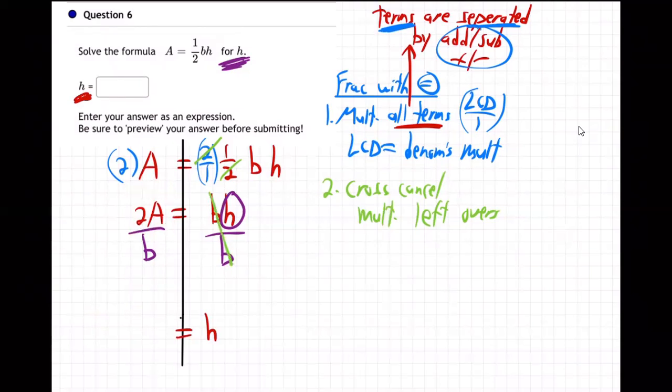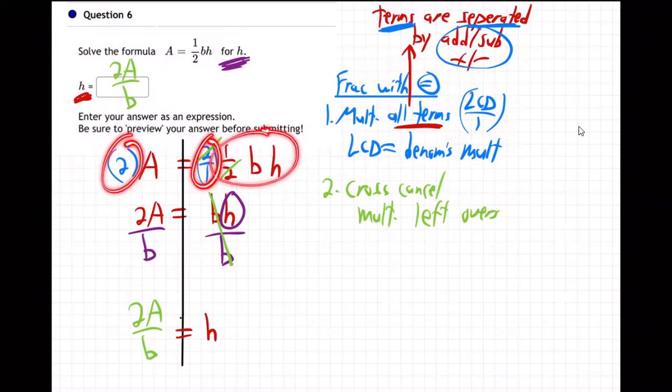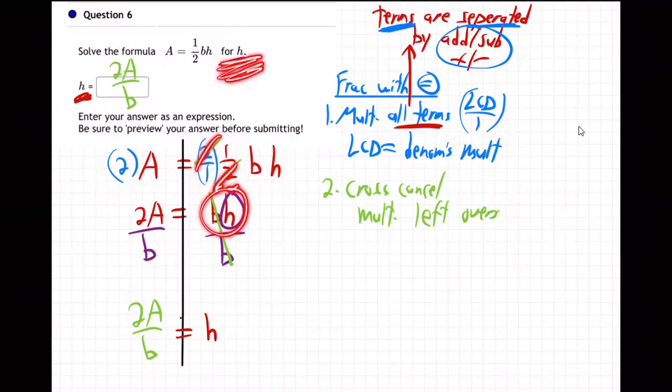The B's cancel here. H is alone. What is it? 2A over B. And there we go. So again, recapping, what do we do? When you've got fractions with an equal sign, you multiply by LCD over 1. 2 over 1 and just 2 here because that's not a fraction. This is all one term. There's no pluses or minuses separating anything. The 2's cancel, BH, and then they said, please get H alone. We said, okay, we'll get H alone. Divide by B on both sides, just a single B, because again, there's no separation here. It's one term. 2A over B. There we go.